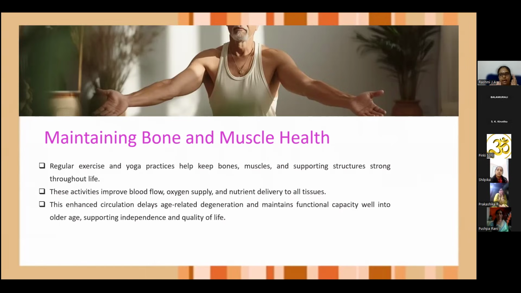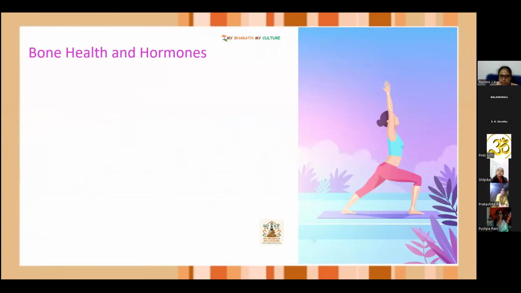From the very beginning, they would have been doing at least what we call Topukaranam, no? At least that they will do. Minimum, I am telling. In yogic terms, it is Utkatasana. So some simple yoga asanas, then pranayama, they might be doing, so that they will have a healthy body even in their older age. Now, bone health and hormones.